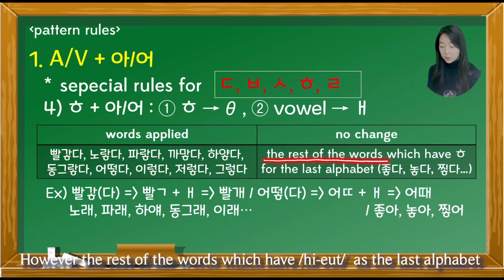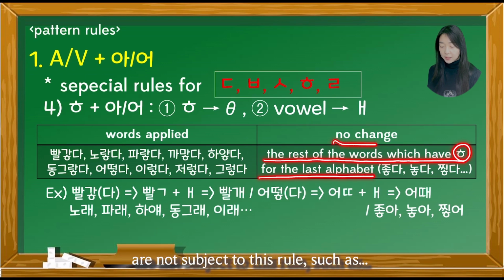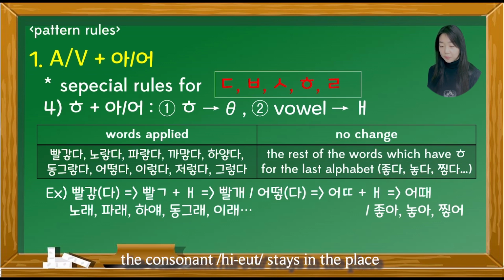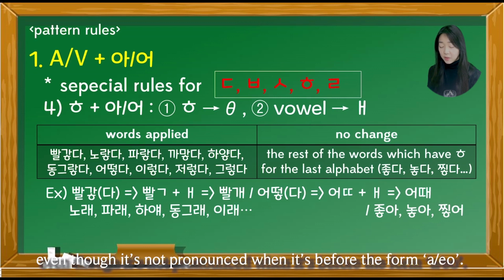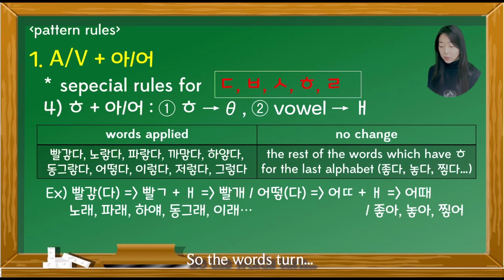However, the rest of the words which have hid as the last alphabet are not subject to the rule, such as 좋다, 놓다, 찢다, etc. The consonant hid stays in the place even though it's not pronounced when it's before the form 아어. So the words turn 좋아, 놓아, 찌어, etc.